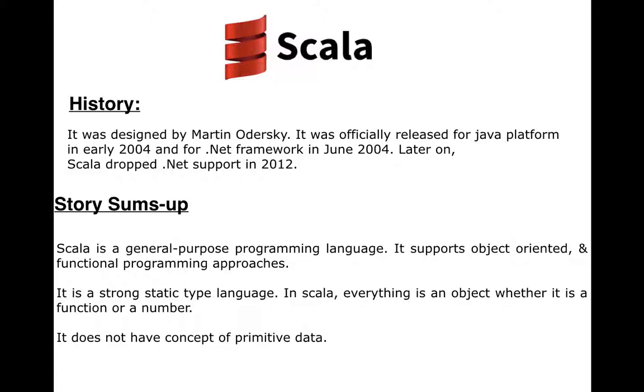So the story sums up. What is Scala? Scala is a general purpose programming language, and it supports object oriented and functional programming approaches. Scala is a 100% object oriented programming language. So what's the benefit of a 100% object oriented programming language? The main benefit is that it provides certain properties like code reusability and encapsulation. So it's good to have an object oriented programming language.